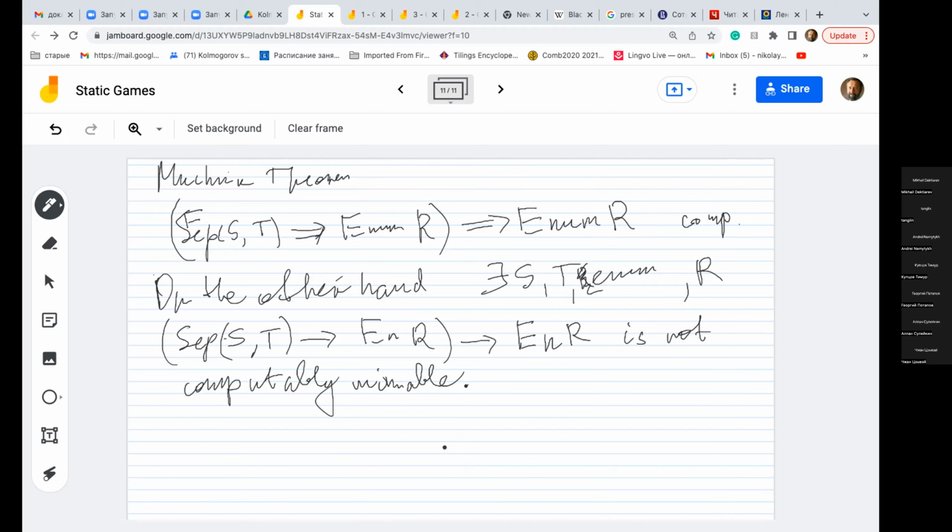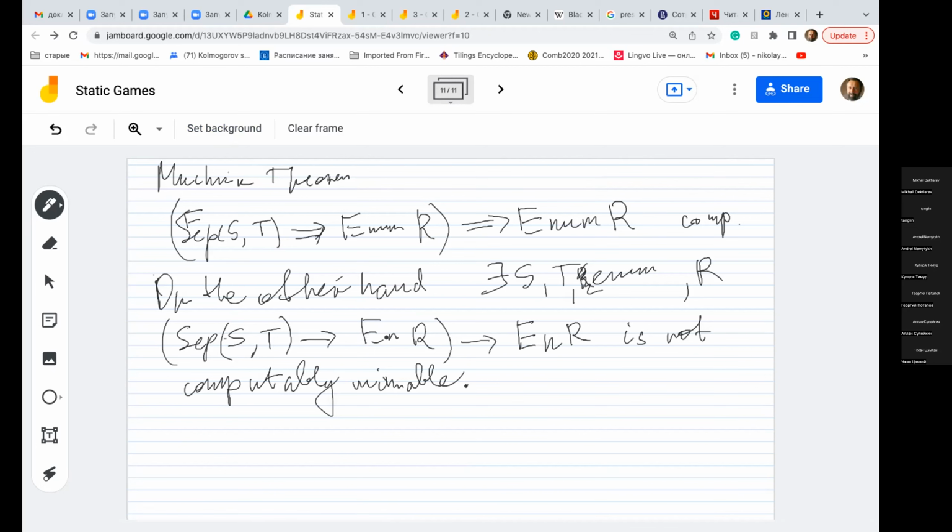Yeah. So why? So to prove this, we need to understand the difference between this game and this one. Here, why can't we use the same idea? Because here, to win this one, we need to be able to separate S and T. If we are unable to do that, we can't use our ability to reduce this one to this one.